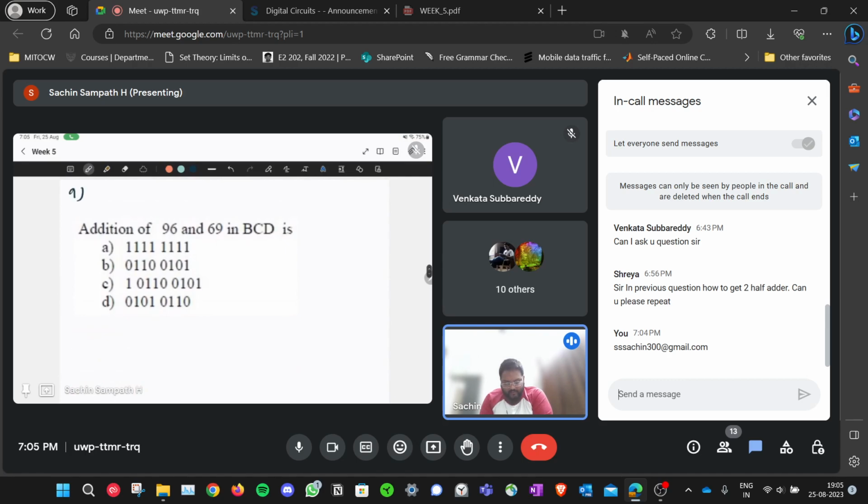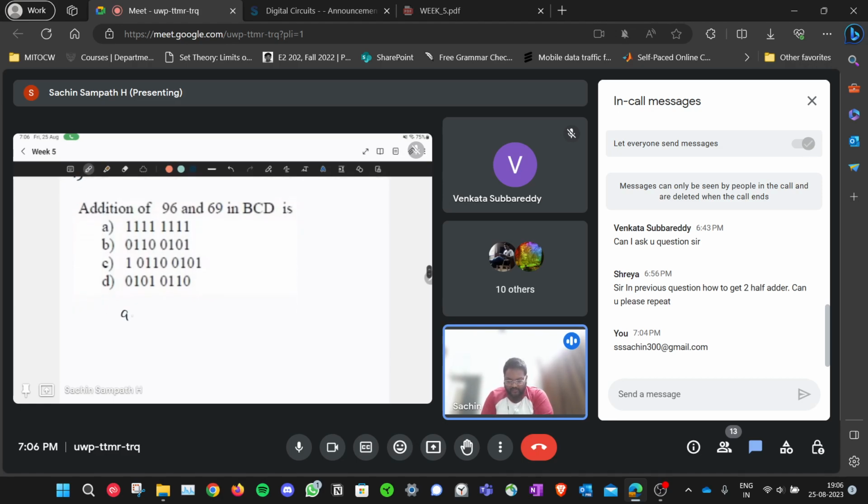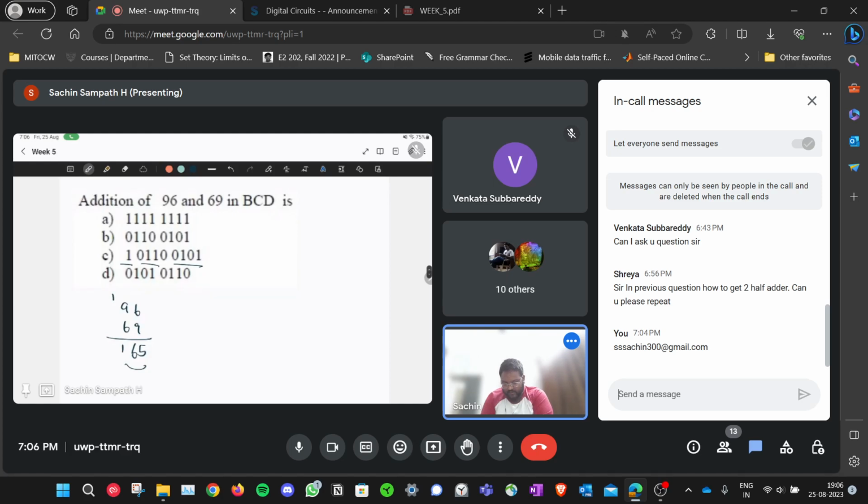Add these two numbers in BCD. See, they're asking you to add it in BCD, but no one can come and stop you if you add the decimal number. So you don't really need to add in BCD. You can simply add 96 plus 69. What is it? 165. What will this be in BCD? 165 as well, as long as there's no overflow or anything here. So this is the right answer.